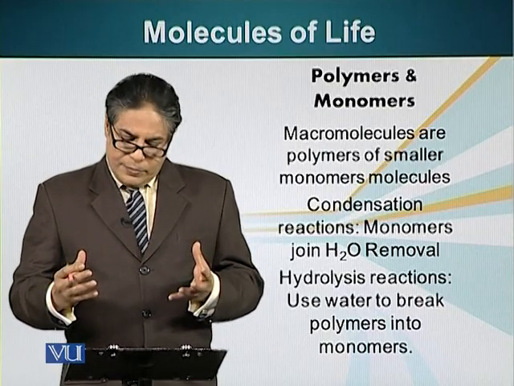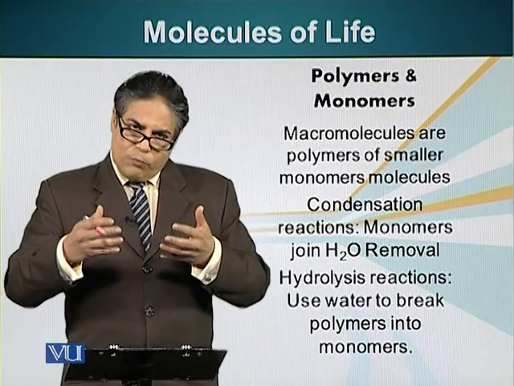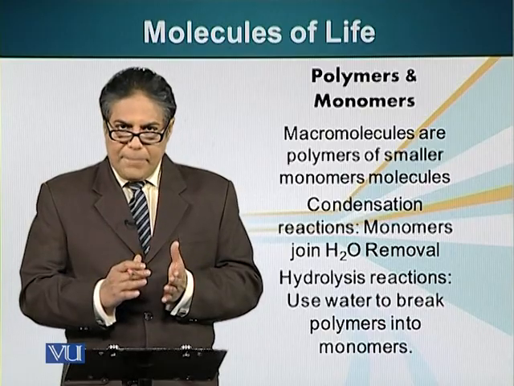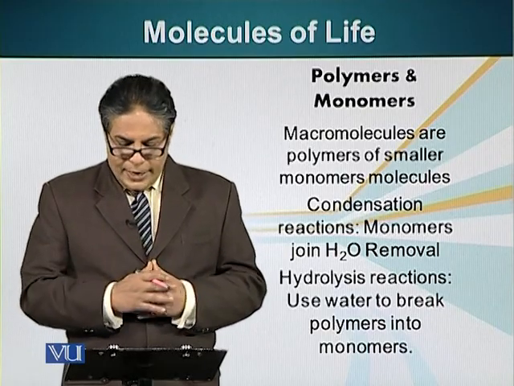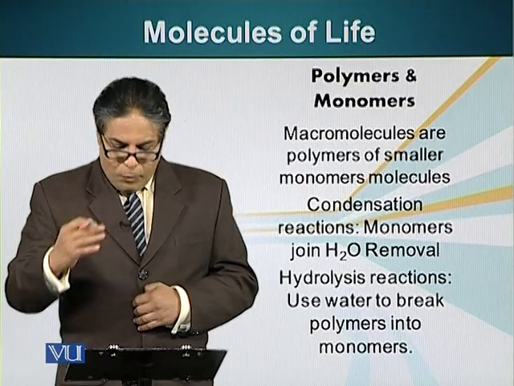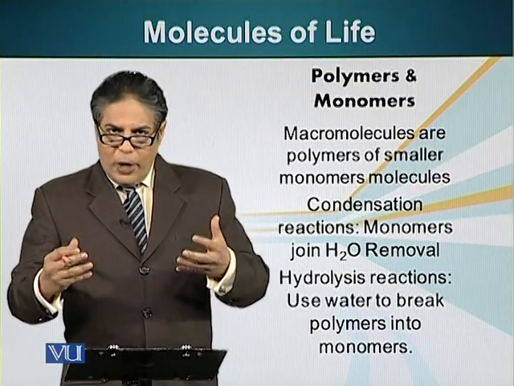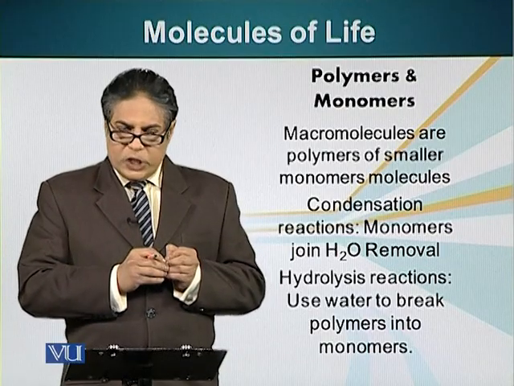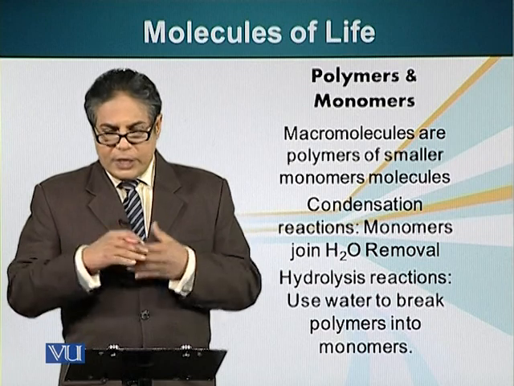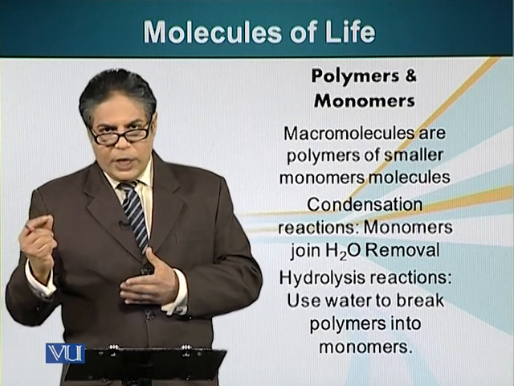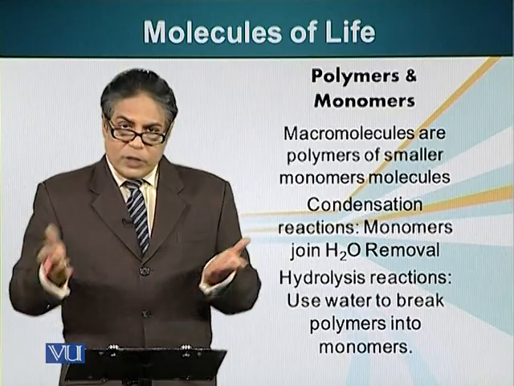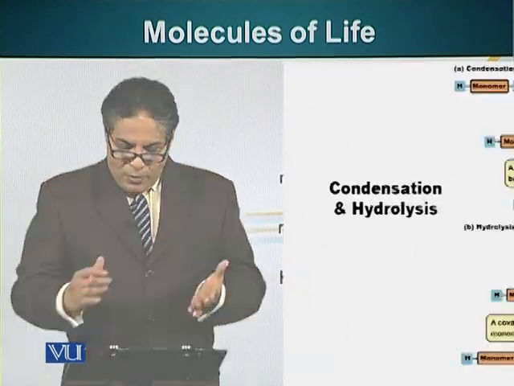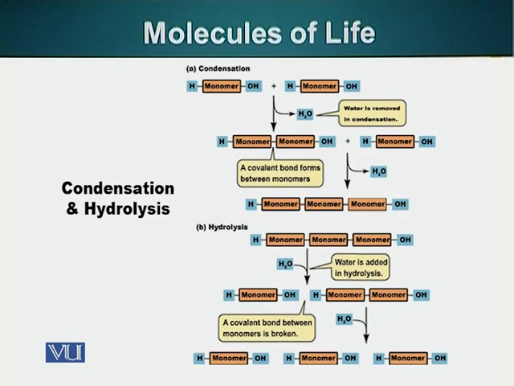These monomers form polymers by forming covalent bonds between them. We look at these structures in more detail later on. The process that joins these 2 monomers together is called condensation. As a result of condensation, a water molecule is removed. The reverse of condensation is, of course, hydrolysis. We will look at this process in more detail.